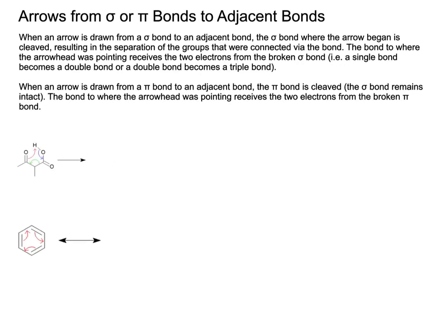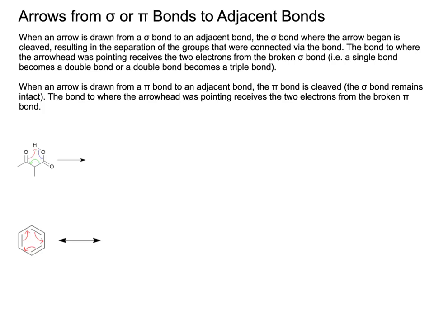Last, we're going to focus on arrows from sigma or pi bonds to adjacent bonds. When an arrow is drawn from a sigma bond to an adjacent bond, the sigma bond where the arrow began is cleaved, resulting in the separation of the groups that were connected via the bond. The bond to where the arrowhead was pointing receives the 2 electrons from the broken sigma bond. That is, a single bond becomes a double bond, or a double bond becomes a triple bond.